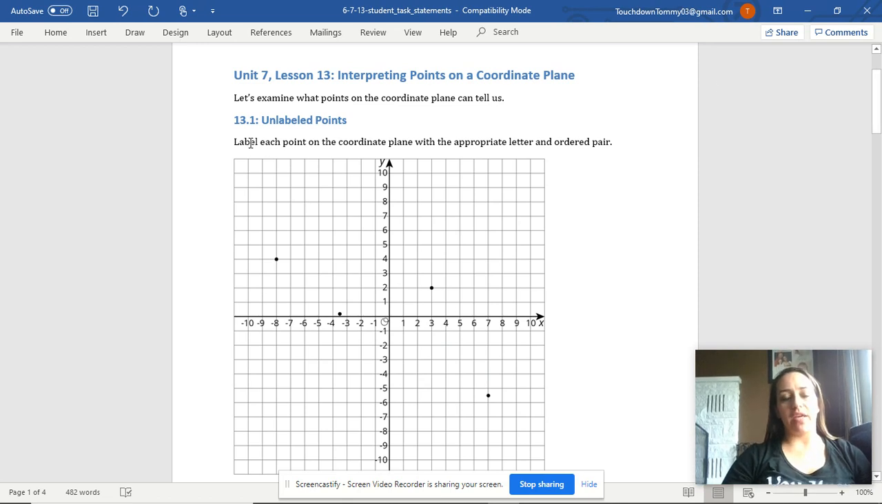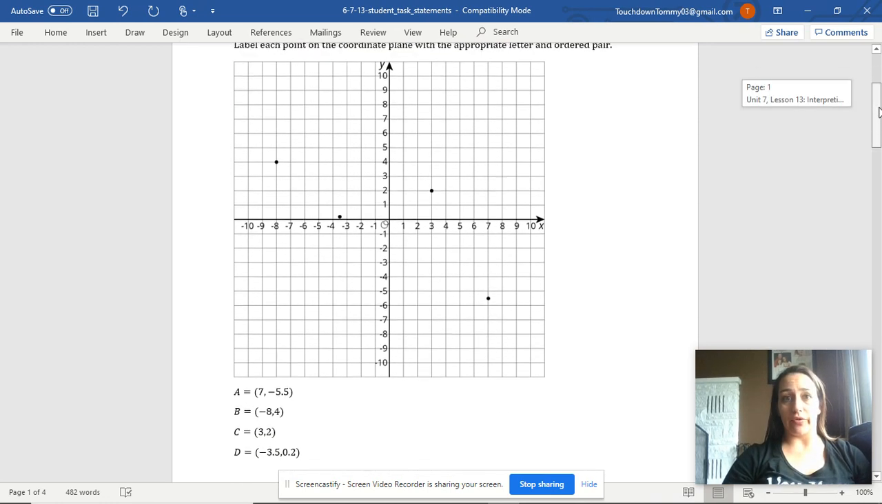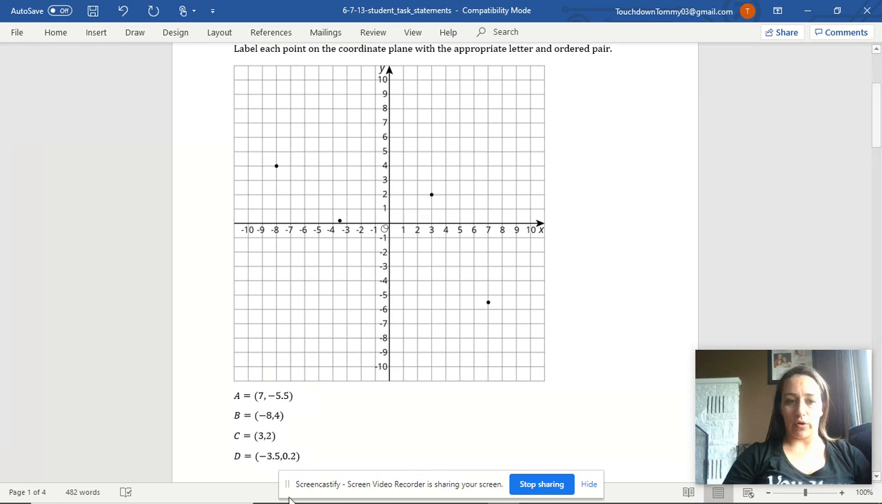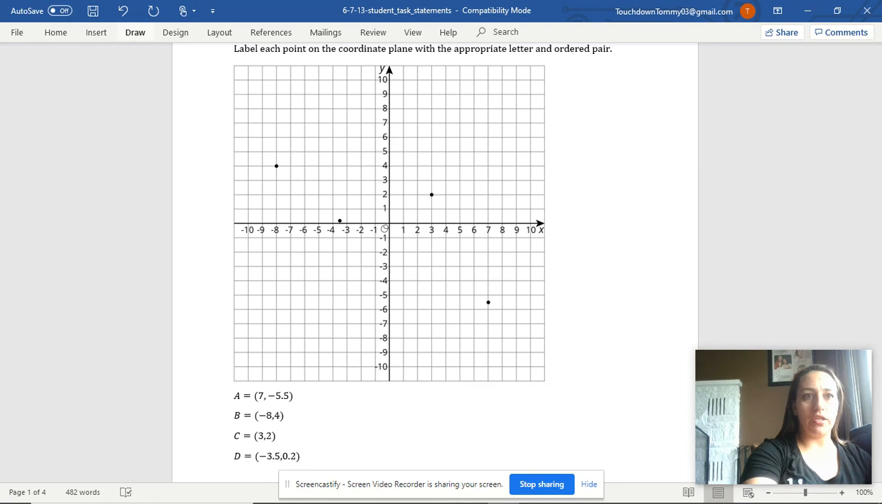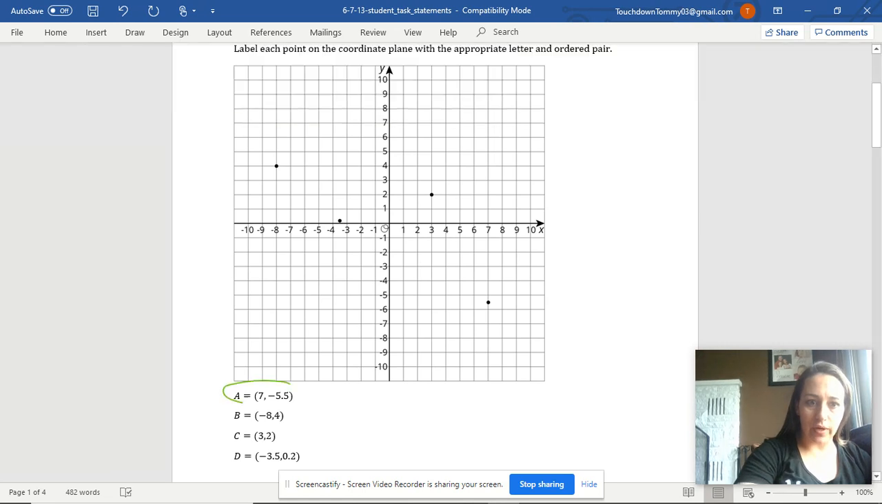So our first job here is to label each point on the coordinate plane with the appropriate letter and ordered pair. Well, that's referring to down below the grid when it says the letter and ordered pair. We've got A, B, C, and D down here. And I'm going to use my drawing tools so that I can show you where we're at here.